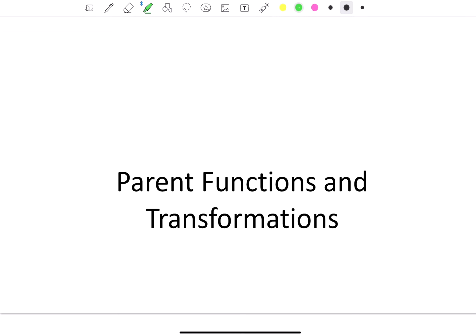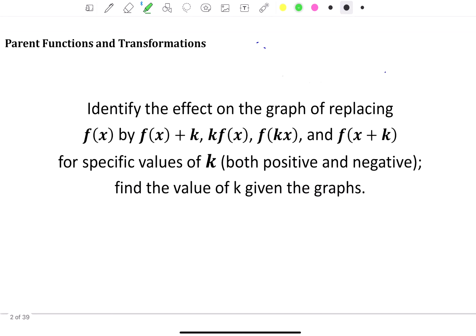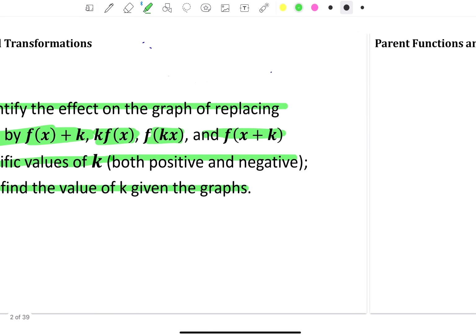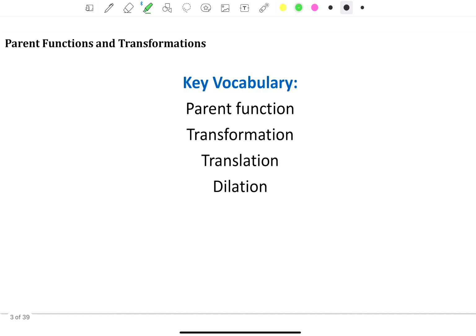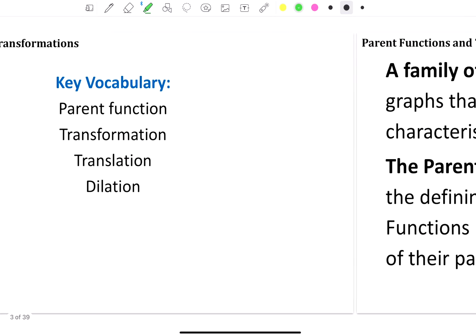Parent functions and transformations. Our goal is to identify the effect on the graph of the function by replacing f of x by f of x plus k, or k times f of x, or f of k times x, or f of x plus k for a specific value of k, both positive and negative. And we will be able to find the value of k given the graph. So we'll be looking at parent functions, transformations, translations, and dilations.